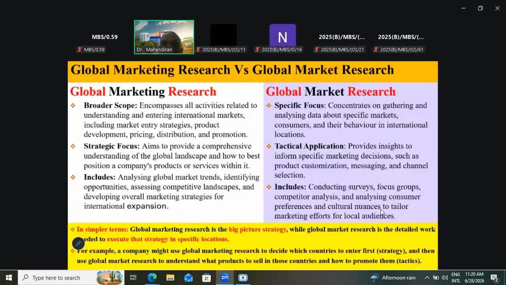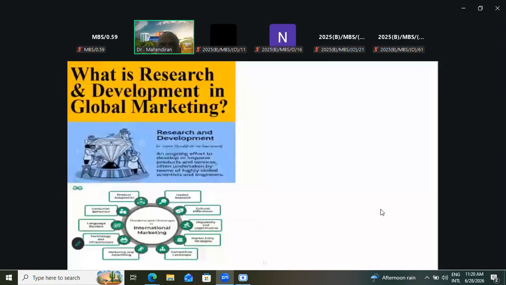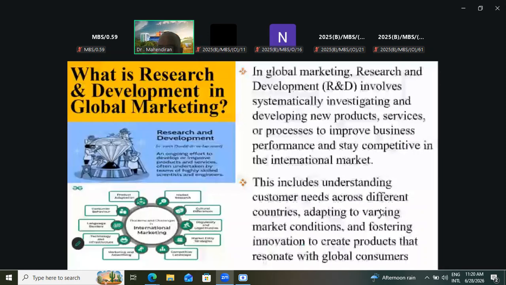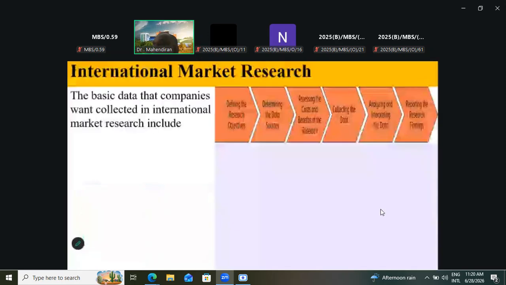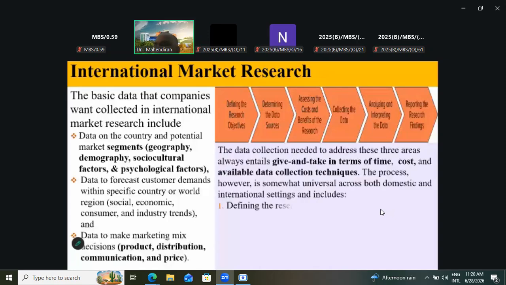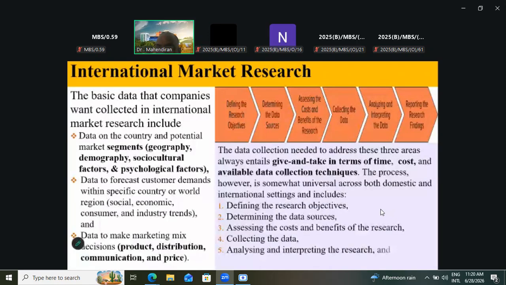So what is research and development in global? R&D, you all know that. Research and development is about something new, like what Steve Jobs did and Nokia failed to do, and they went out of the market. So this is defining the research objective, determining data, assembling, and of course, don't worry too much. It's not a marketing class, but you should know this as a marketing student. You are coming to international business, so it's basic, but still I have added a slide for you.